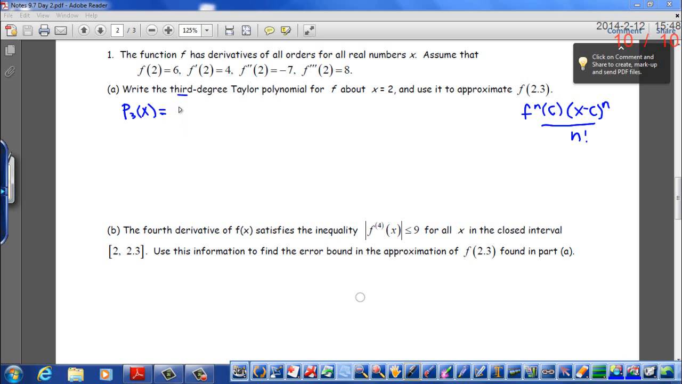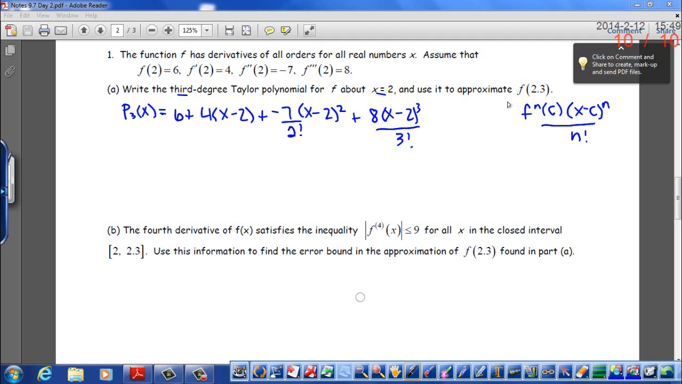So we start with f of 2 because we're centered at x equals 2. So f of 2 is 6, plus the first derivative is 4 times x minus 2 to the first power, plus the second derivative is negative 7, and I have to divide by 2 factorial, times x minus 2 squared, and then plus the third derivative, which is 8, times x minus 2 cubed, divided by 3 factorial. Okay, so that's my third degree Taylor polynomial.